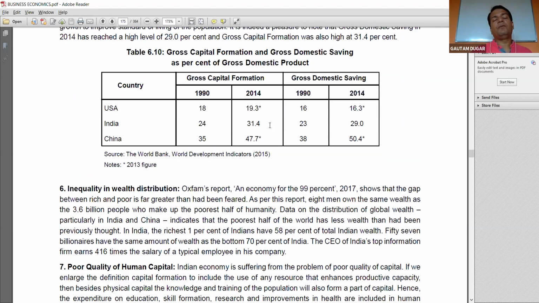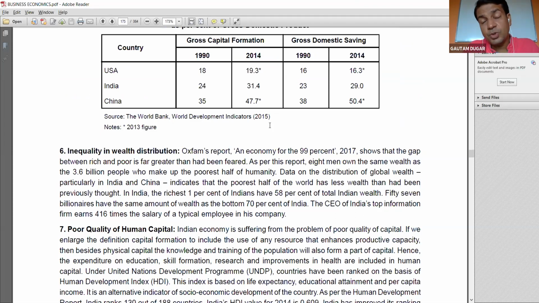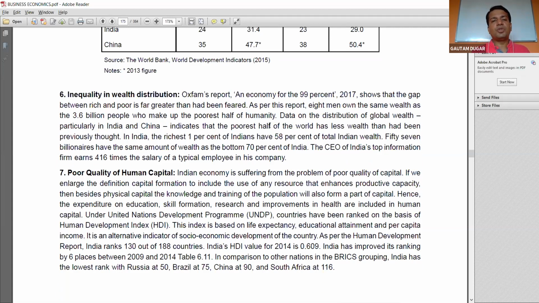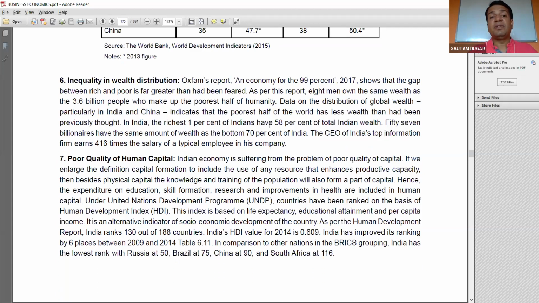Inequality in wealth distribution. Obviously, India suffers from this problem of inequality of wealth distribution and income distribution. If we just see one data point in the fifth line under inequality in wealth distribution, in India, the richest 1% of Indians have 58% of the total Indian wealth. Can you just imagine? Only 1% of people are having 58% of the wealth of the country.